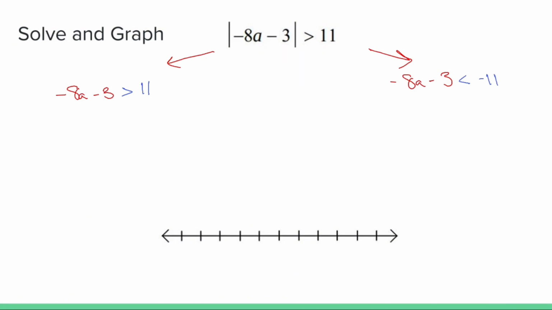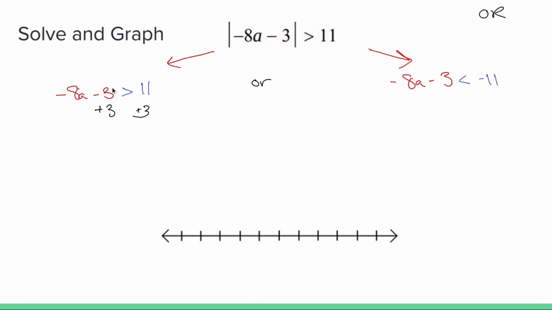All right. Now what you're going to want to do after that is figure out, I need a word in between. Well, I remember a phrase called great or less than. This is a greater symbol, which means the word in the middle is or. Great or less than. So now I have 2 separate inequalities that I have to solve for with an or in the middle. So let's solve each one individually.